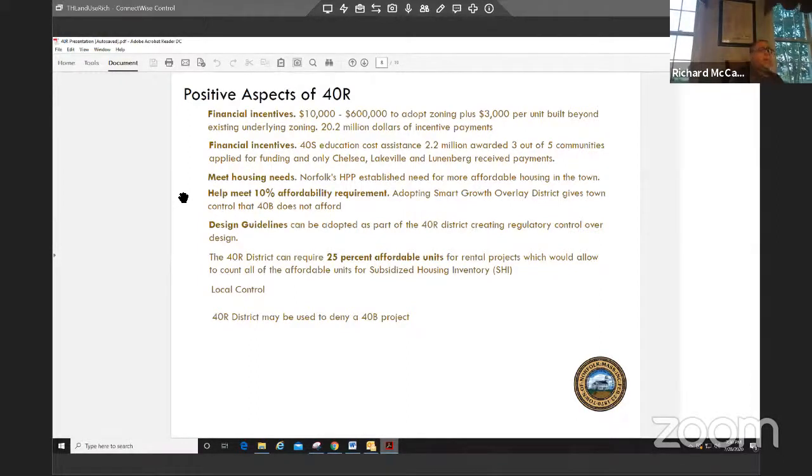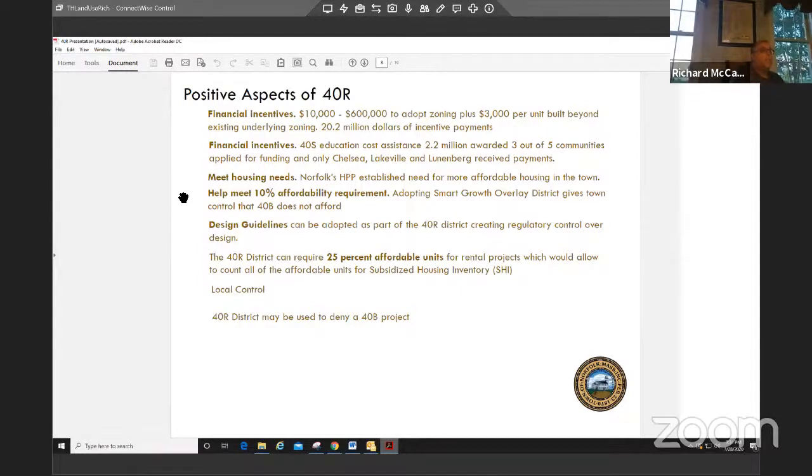We do have an affordable housing production plan that was enacted, so it would coincide with that and meet the goals and objectives of that plan, which is very helpful to the town. It would help get closer to 10% affordable housing, which I think, again, is another positive aspect of the 40R program versus not having a 40R program.